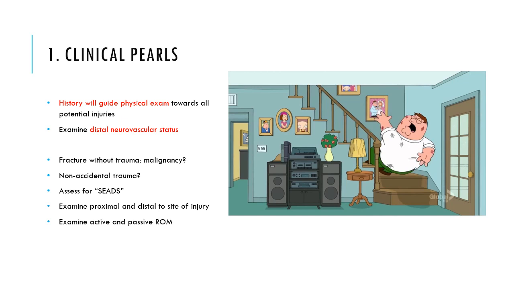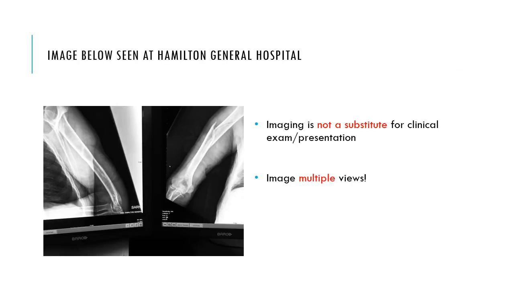Assess for swelling, erythema, atrophy, and deformities. Examine proximal and distal to the site of injury, and perform both active and passive range of motion, as sometimes the pain and swelling can inhibit active range of motion, but you can still assess the mobility of the joint yourself. 2 more crucial points. Assess for multiple views on imaging, and imaging is not a replacement for a thorough history and physical. Note the imaging on the left here. This mid-shaft fracture of the humerus is invisible on one of the left views.